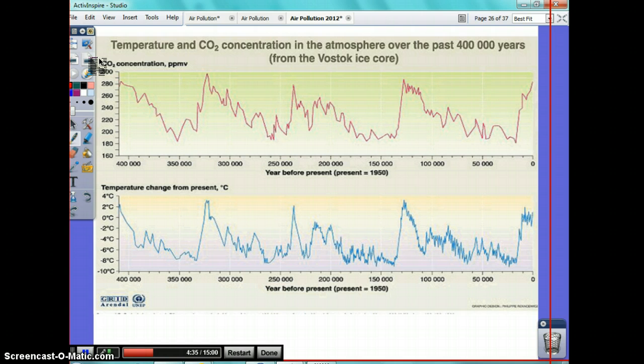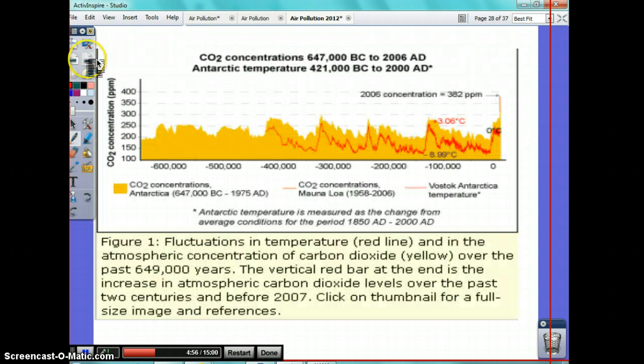As temperatures rise, permafrost melts. Remember that? From the tundra? And the permafrost is like soil, and soil has methane. So methane is released, which is a greenhouse gas. So the hotter it gets, the more greenhouse gases are emitted, the warmer it's going to get. That's called a positive feedback loop. Here's just more graphs.